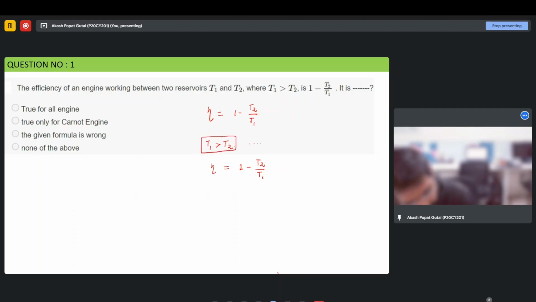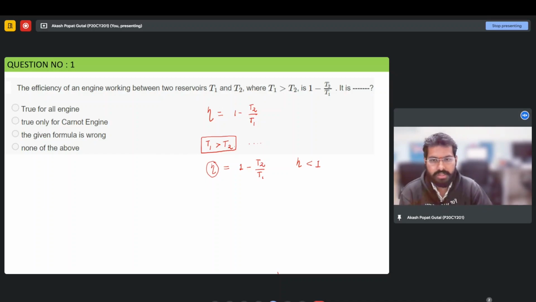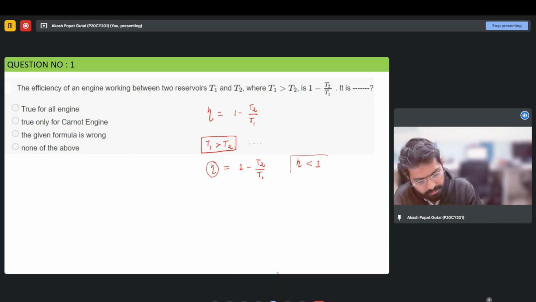As this is true, your eta value will always be less than 1, which does not break any law. So this is true for every engine. The efficiency must be less than 1. Efficiency 1 is not possible. So efficiency can be less than 1 for any engine, not only for Carnot engine. Carnot engine has the maximum efficiency possible. But for all engines, it is true that this value must be less than 1. So the formula is not wrong.